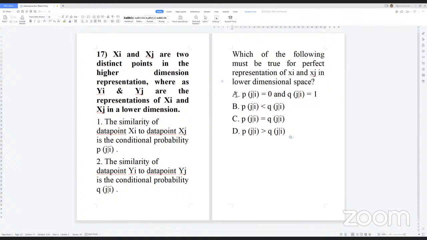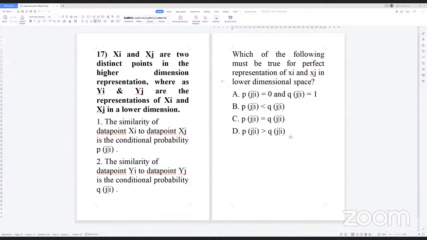Option A, Pj by i is equal to 0 and Qj by i is equal to 1. Option B, Pj by i is less than Qj by i. Option C, Pj by i is equal to Qj by i. Option D, Pj by i is greater than Qj by i. What would be the answer? Okay, obviously it's a very big question. I can see the answer would be C. Pj by i is exactly equal to Qj by i.